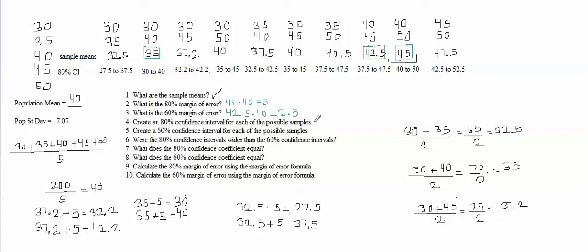Question number 6 is asking us to create a 60% confidence interval for each sample. So I'll make a label here that says 60% confidence interval. And then what makes it a 60% confidence interval is the fact that we're going to be adding and subtracting the 60% margin of error, which came out to 2.5. So let's take 32.5 and then add and subtract 2. No, I'm sorry, add and subtract 2.5.